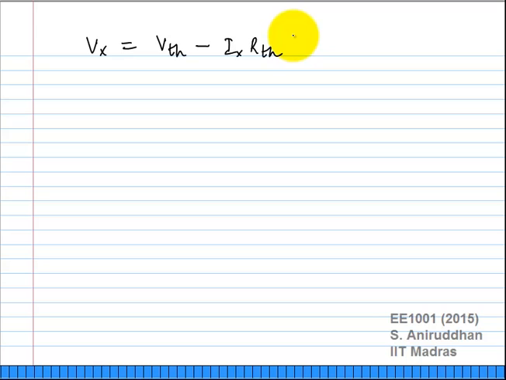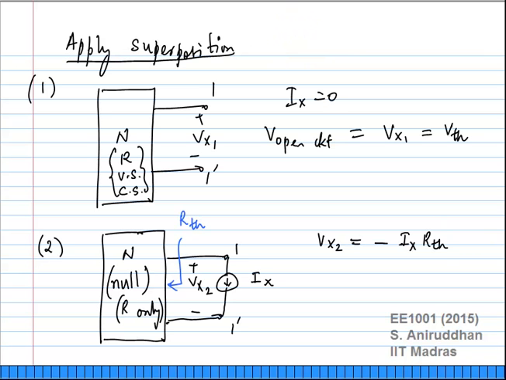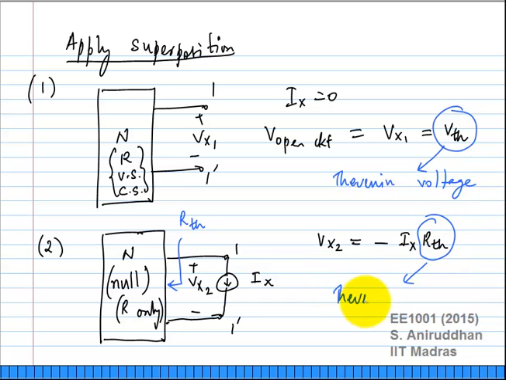So VTH is called, does anybody know this? I think some of you might already know this. What is VTH? It's called the Thevenin voltage. Has anybody heard of this? No? Okay, fine. I thought some of you might have. So VTH is called the Thevenin voltage. RTH is the Thevenin resistance.